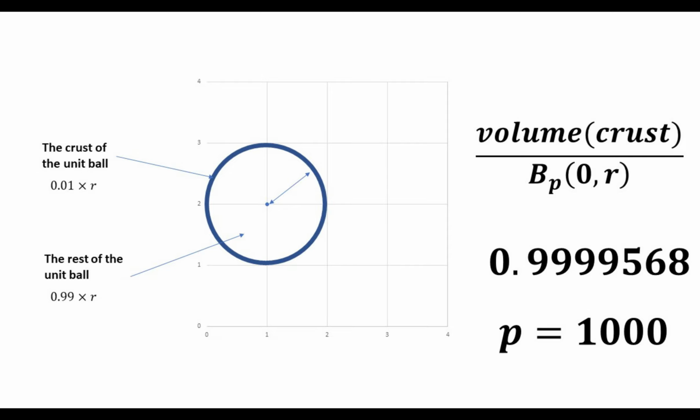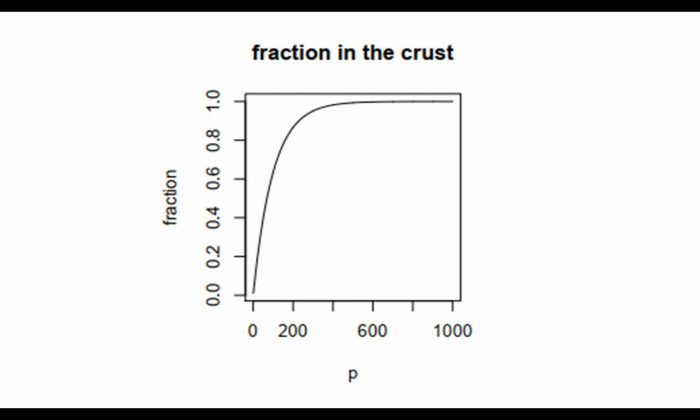Here is a representation of the evolution of the ratio of the crust and the volume of the ball. It literally becomes 1 at a certain point.